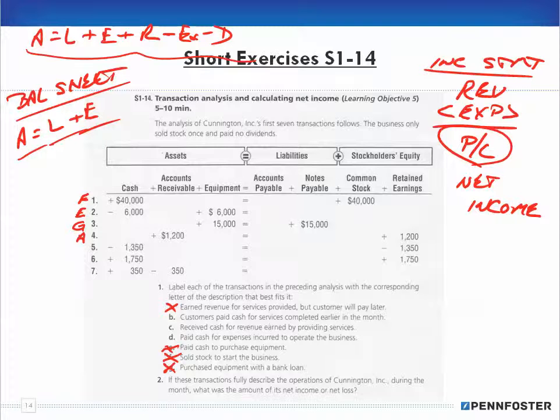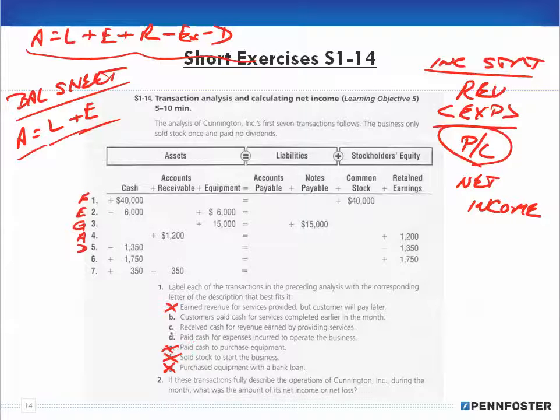All right. Number five. Okay, so we have a decrease in our cash, means we're paying out cash, and we're decreasing our retained earnings. Okay. So customer paid cash, that's not us. We're the ones paying the cash. Received cash, no, can't be that, because we're the ones paying. We're not receiving cash, we're paying it. So it has to be D. Paid cash for expenses incurred to operate the business. Right? So 5 has to be D.